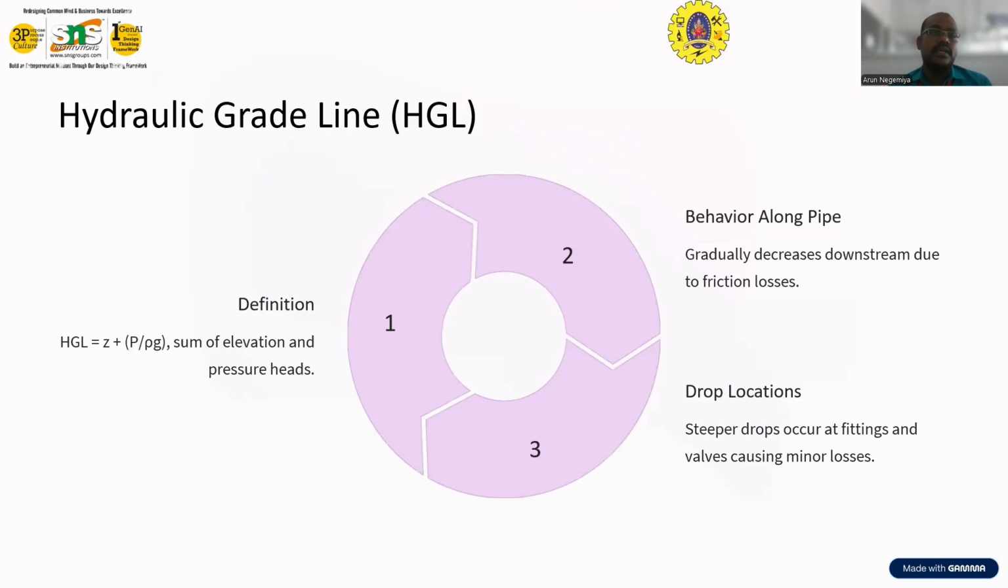And the next one is the hydraulic gradient line and energy gradient line. The hydraulic gradient line represents the sum of the pressure head and elevation head. The formula is P by rho g plus Z, where P is pressure, rho is density of the fluid, g is gravitational acceleration, and Z is the height of the pipe.